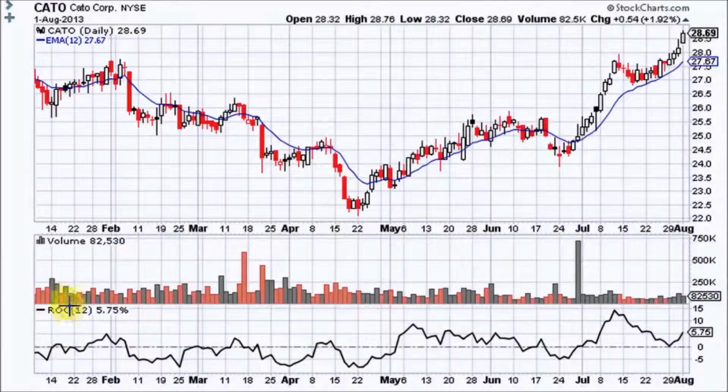Now let's see how ROC 12 affects CATO. Okay, as you can see, the trend is down. The 12 EMA says that. Okay, right here it turns up. Right here the ROC starts turning up. As soon as it crosses up through zero, saying the stock is in an uptrend, which it is, it goes ballistic. It goes even more vertical, as it breaks out to new highs above this area of resistance on a bullish cup and handle chart pattern.